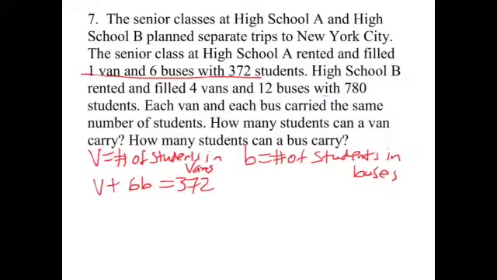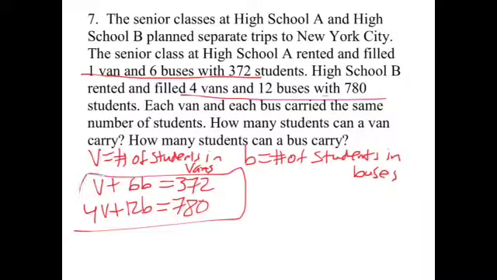And our other equation is going to come from this next statement, which is 4 vans, or 4 times the number of students in vans, and 12 buses. That's a lot of buses. 12 times the number of buses is 12 times the number of students in buses. It's going to give us this. So this is our system, and we just need to solve it now.